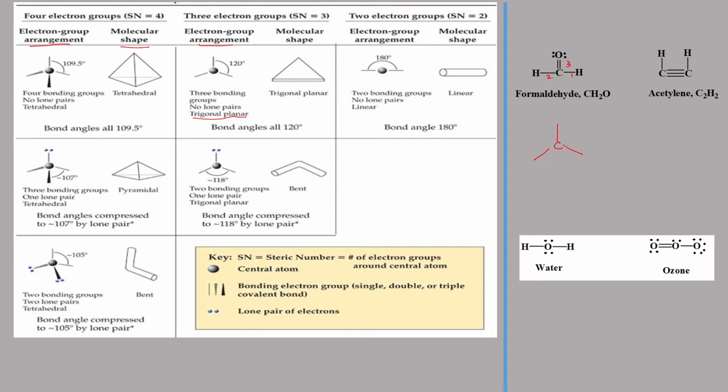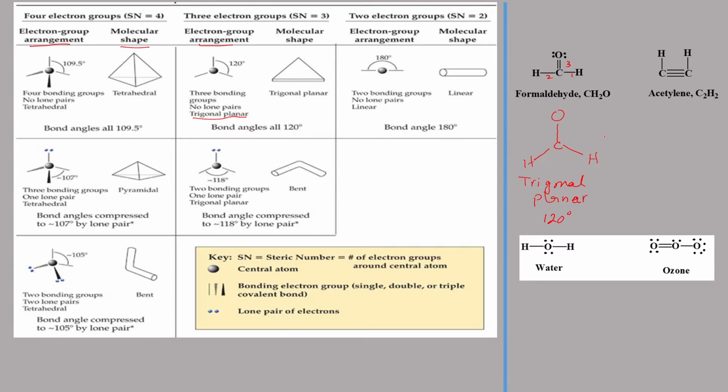We have carbon in the middle. We have oxygen here. You don't have to draw multiple bonds when you are giving the shape, so you just ignore that part. This is your shape, and we have two hydrogens and one oxygen. And this is trigonal planar. You will be writing the name as trigonal planar. And the bond angle is going to be 120 degrees.